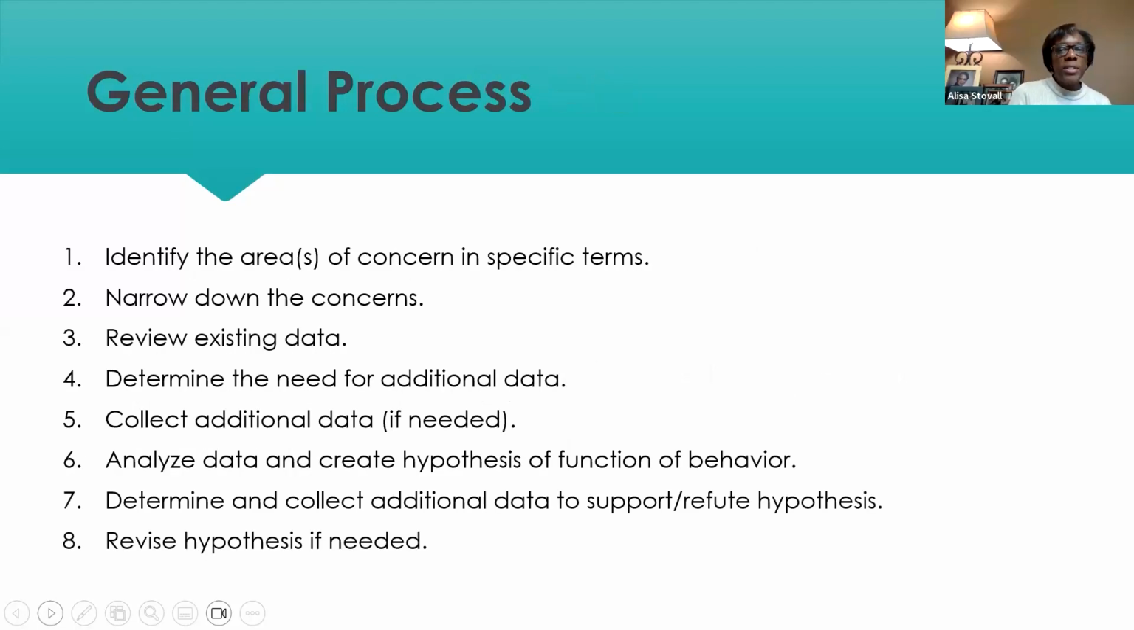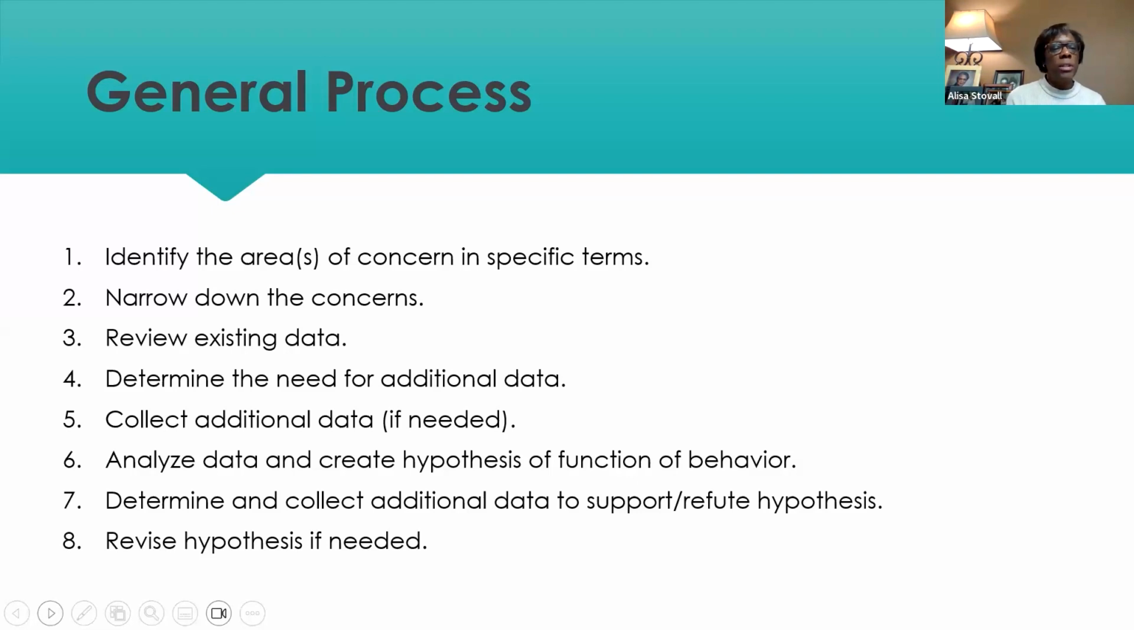So here's the general process that you would use for functional behavior assessment. You're going to identify areas of concern in as specific terms as possible. We're going to narrow down those concerns. What is the real focus? Review any existing data that we have, and then determine if we need additional information. We'd collect that additional data, and then this is the piece that really includes the whole group.